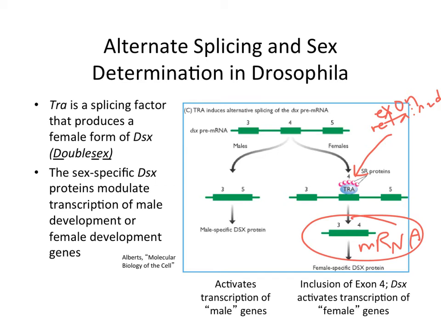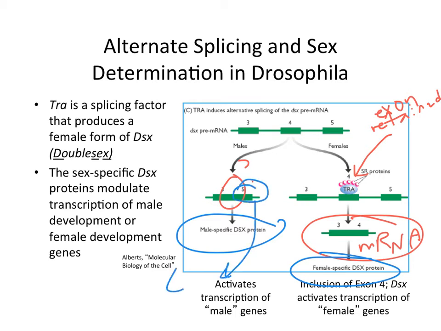If you're a male and you never had TRA protein in the first place, your exon 4 gets spliced out. This is the end of the story. The point of all of this, the 3 steps, sex-lethal, transformer, and double-sex protein, which is what's produced by the double-sex gene here, is that finally we get 2 normal functional proteins made: a double-sex that's the male version on the left and a double-sex that's female on the right. Right? One of them has the amino acids encoded by exon 5. That makes it male-specific.